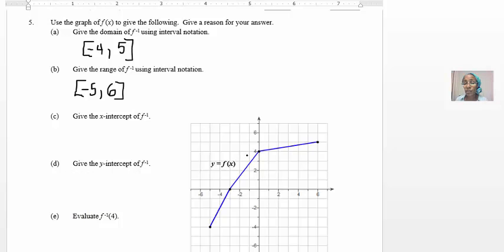And so notice what I did. I found the domain of f, and that was the range of f inverse. I found the range of f, and that was the domain of f inverse.